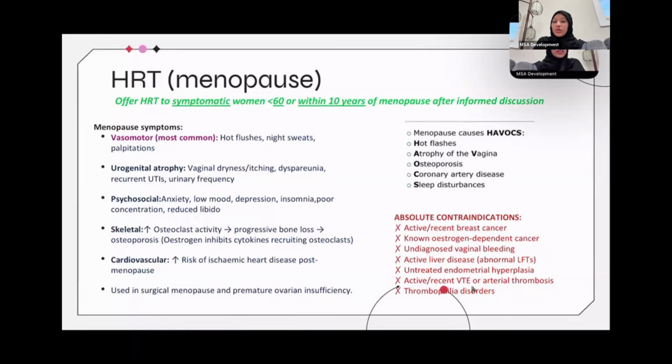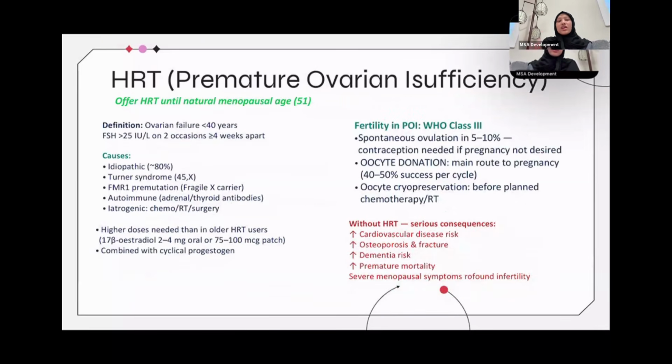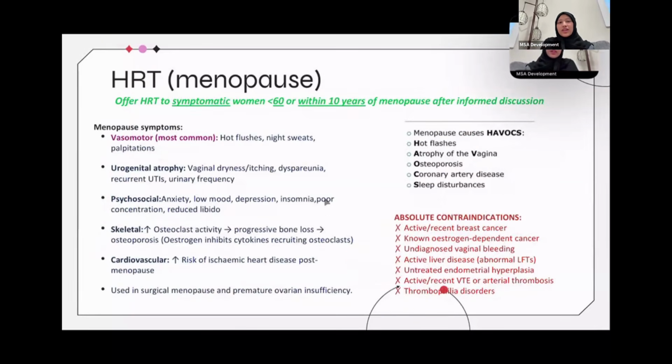Again, someone who is already having venous thromboembolic disease or arterial thrombosis, don't give estrogen, progesterone, to worsen that. Thrombophilia disorders, also the same thing. Try not to give that. It's an absolute contraindication. So hormone replacement therapy can be given in menopause outside of these.